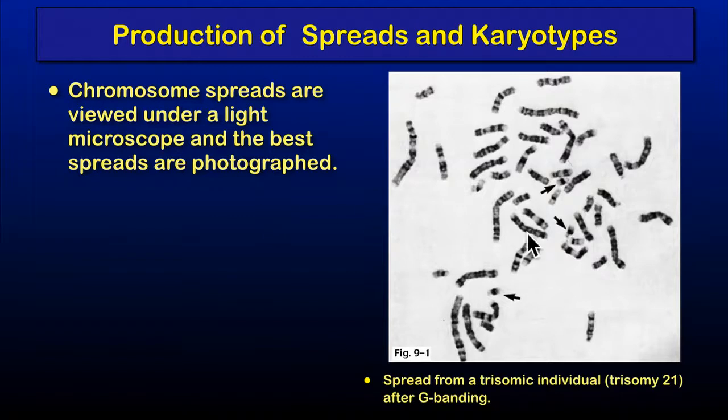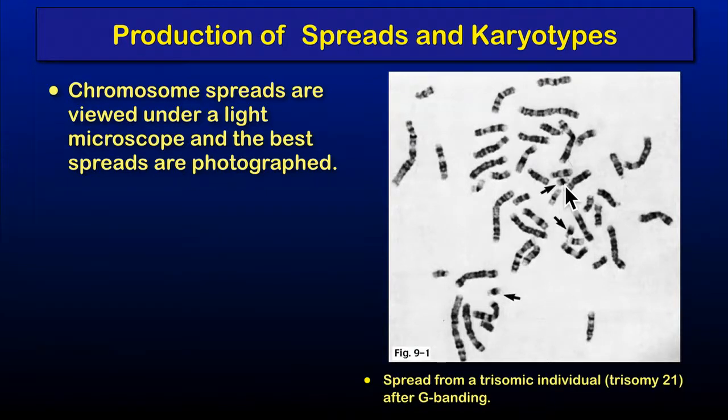And so if we look at this particular spread, this is from an individual who is trisomy 21. And this was after what's called G-banding. I'll describe G-banding in a second. But here's one of the chromosome 21s, here's a second chromosome 21, and here's a third copy of chromosome 21. And so a diagnosis of trisomy 21 comes from this type of cytogenetic analysis.